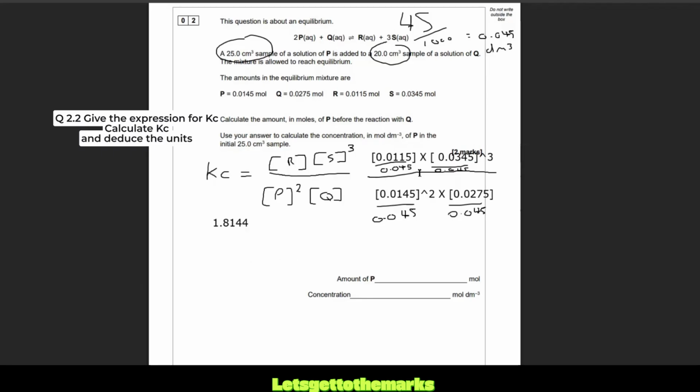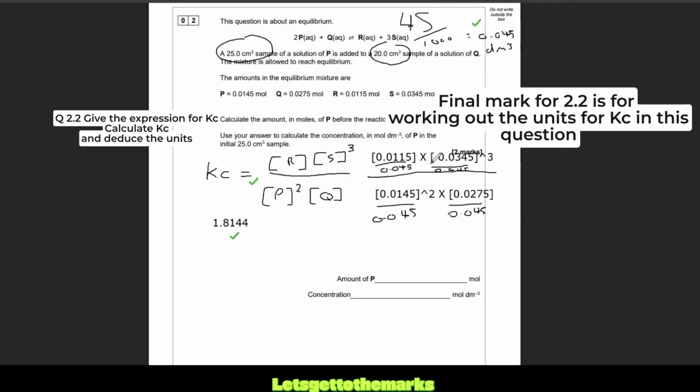So now what we need to do is work out the units of Kc. We're going to get a mark for writing out the expression. We're going to get a mark for plugging all the numbers in and remembering to divide by 0.045. If you forget, you're going to lose a mark there. Then we're going to get a mark for the 1.8144, and the final mark is for our units.